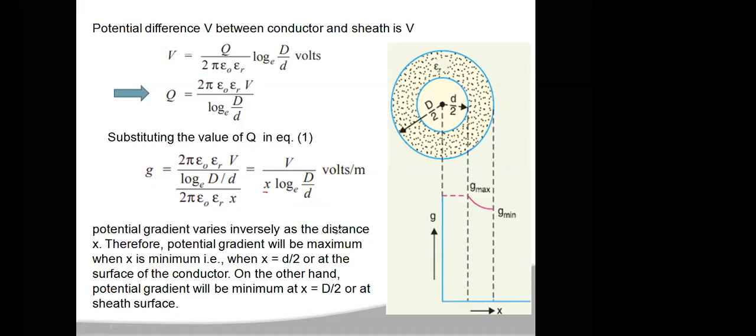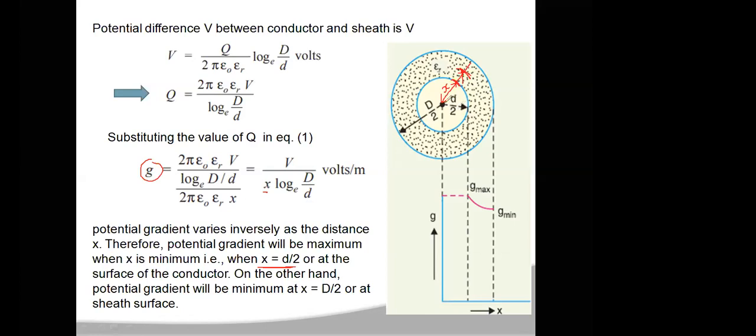Now the potential gradient value will be maximum when the value of x is equal to small d by 2. As I said, what is actually the x here? We considered a point at a distance on one layer. From here to here, this is x. So on the surface of the conductor, the value of x will be equal to small d by 2. If you want to calculate the potential gradient or dielectric stress on the surface of the conductor, you have to substitute x is equal to small d by 2. That value will be the maximum potential gradient.